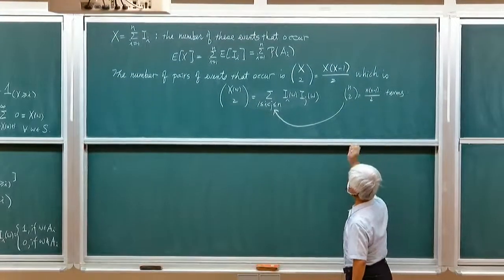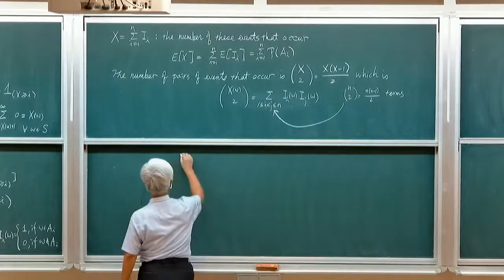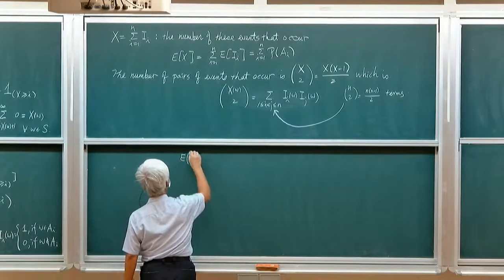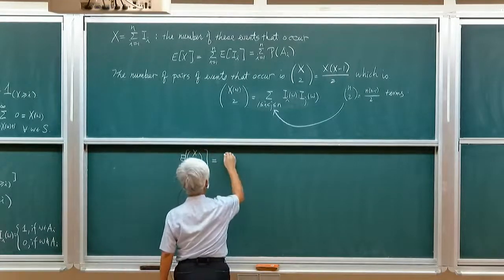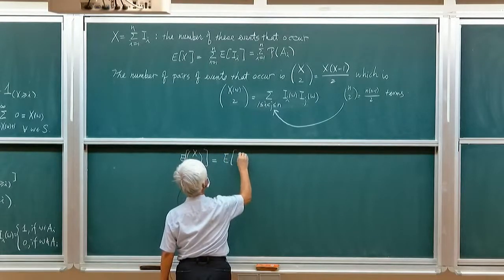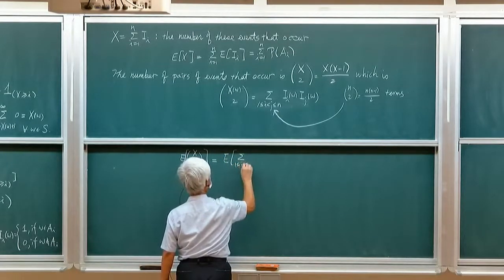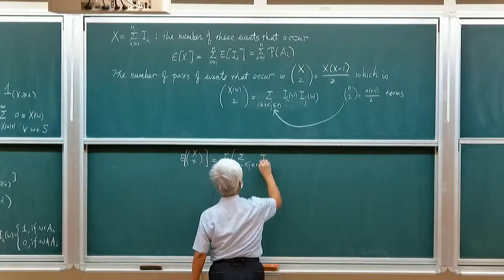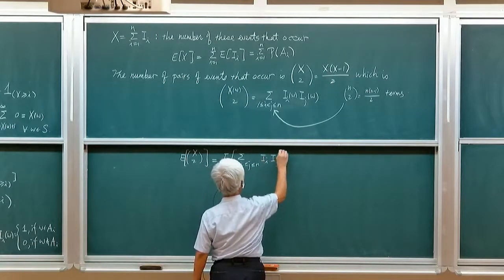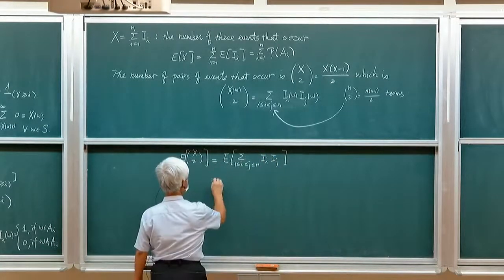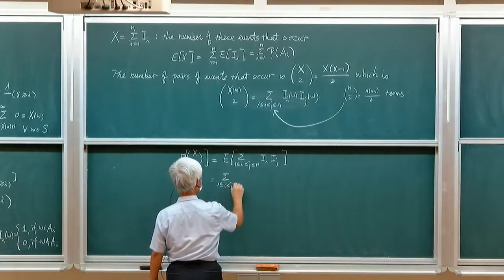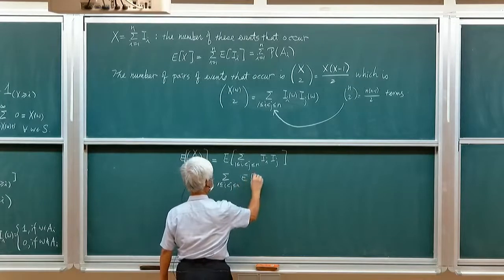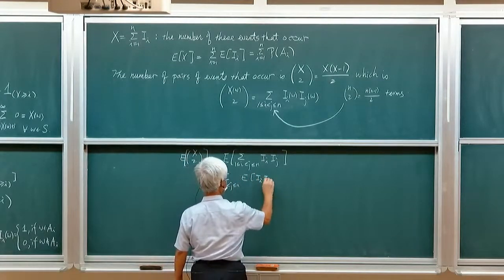Okay, and so the expectation of X is equal to the expectation of this sum, and by linearity of the expectation, this is E[I_i I_j].